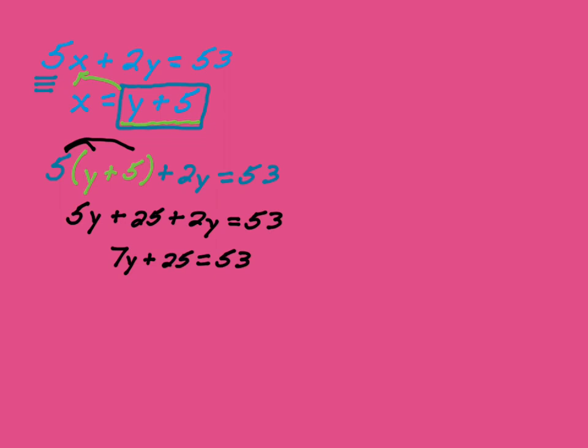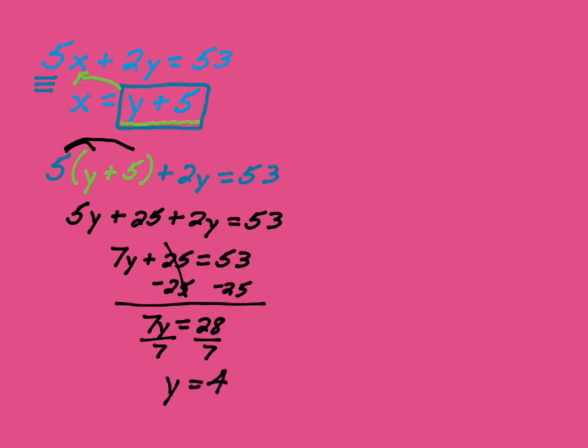I'm almost there. I'm going to subtract 25 from both sides. 7y then is equal to 53 minus 25, that's 28. We'll divide by 7, y is equal to 4. Hooray, I'm done. No, I'm not done. Because when I solve a system of equations, what I'm looking for is an ordered pair, or in some cases ordered pairs, that solve the system.